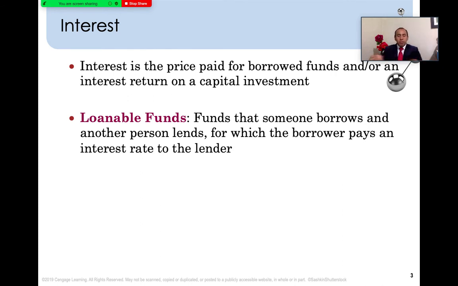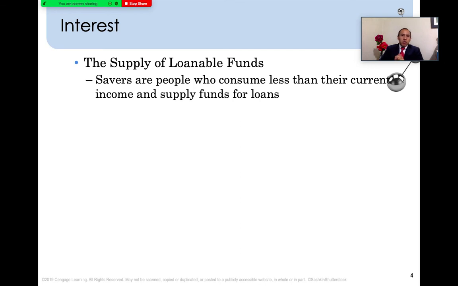There are loanable funds, which are typically funds that someone borrows and another person lends. We have a loanable funds market where the lenders meet the borrowers and vice versa, and there are financial institutions that facilitate lending. The borrower must agree to pay some form of interest rate to the lender, and the lender must agree to accept it, or typically the lender sets the interest rate. In economics, the supply of loanable funds and the demand for loanable funds determine the equilibrium interest rate. But in reality, the financial institution or the lender may set the interest rate according to the demand for funds.